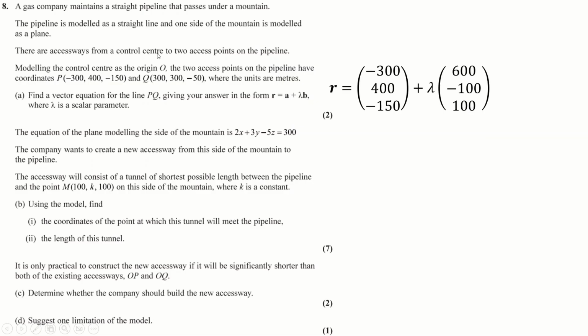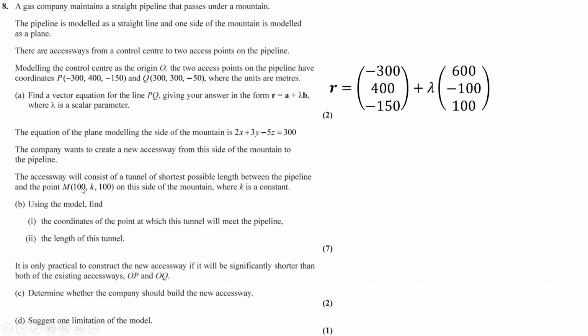Well, it's about a mountain which we're modeling as a plane, which seems ambitious to model the side of a mountain as a flat, uniform object, but that's okay. We'll do it anyway. And then we want to create an access way from the side of the mountain. So from a point on the plane, we want to get to this line PQ, the pipeline PQ. Now we don't know where this point is, but we do know it's on the plane, it's on the mountain, right?